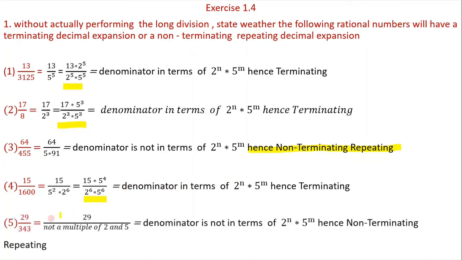Next problem, 29 divided by 343. We can clearly see that 343 is not a multiple of 2 or 5. Hence, the denominator is not in the form of 2 power n into 5 power m. Hence, it is non-terminating repeating.